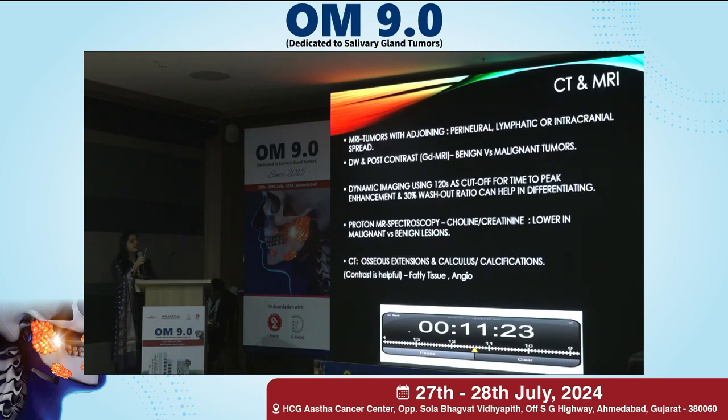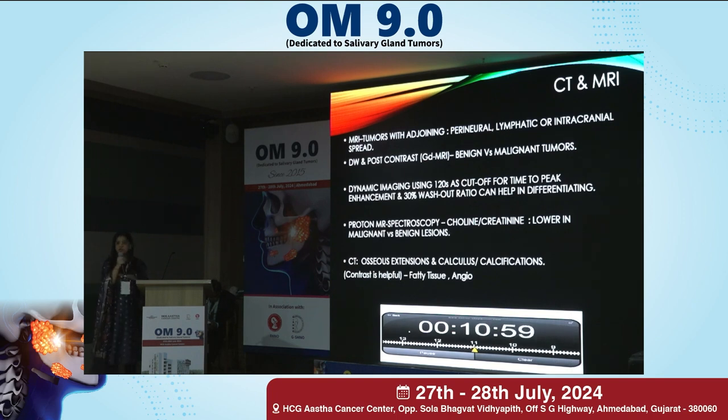CT and MRI. MRI is obviously the investigation of choice. It is to study the perineural, lymphatic and the intracranial spread. Diffusion and post-contrast imaging is important. Then the newer thing is dynamic imaging, in which we give IV contrast and the imaging is done successively, and then we have to see the time to peak enhancement and then the washout.